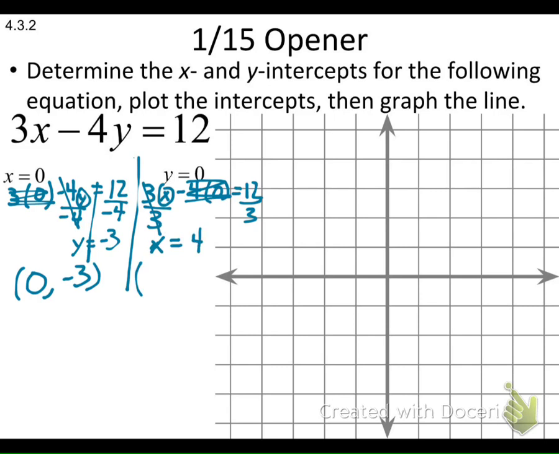As an ordered pair. Close. 4 comma 0. Oh. Remember, because x always comes first. We know that x equals 4. Okay. Now we're going to plot it.